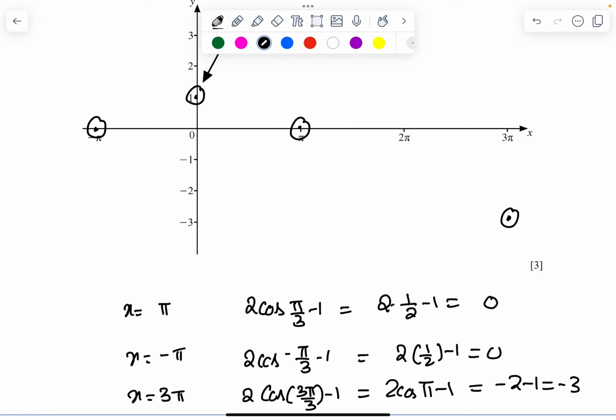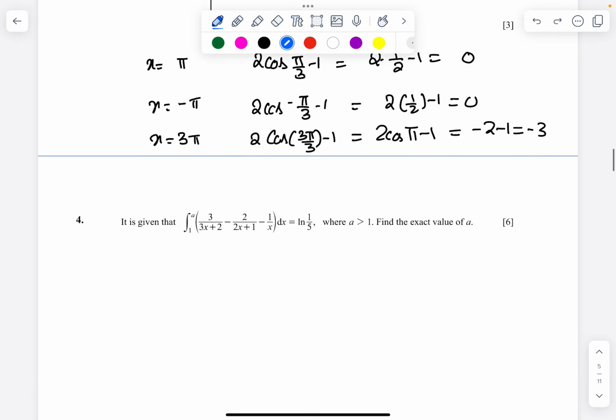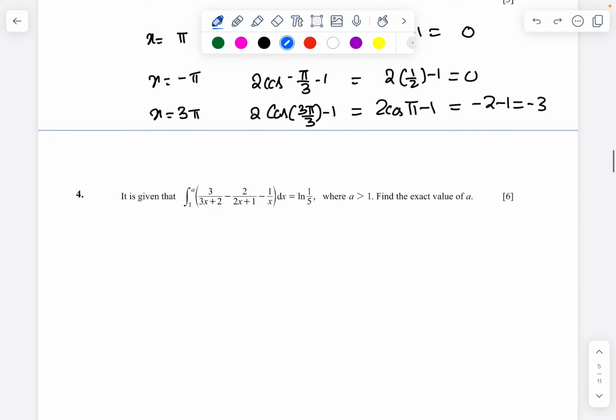So now we need to join all this. So it becomes a smooth curve over here, and after that it becomes this way. This is going to be the graph for that particular question.